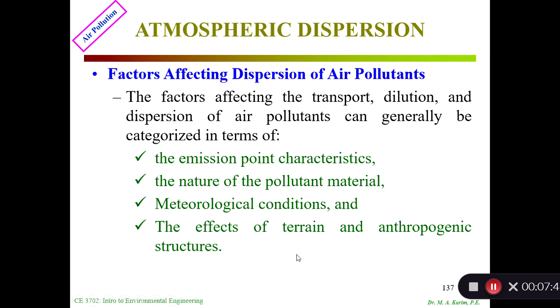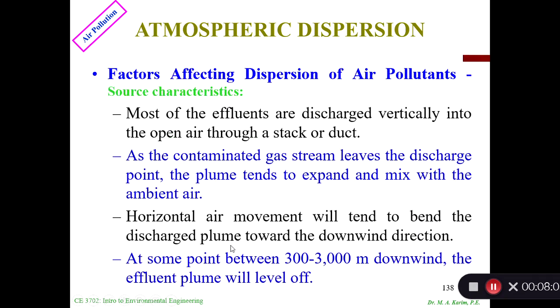So the factors that affect air pollutant dispersion are the emission point characteristics, the nature of the pollutant material, like what kind it is: sulfur dioxide, carbon monoxide, and others. Then meteorological conditions like stable, unstable, wind speed, and the effect of terrain and anthropogenic structures. If I have a higher building, then it would definitely obstruct the flow.